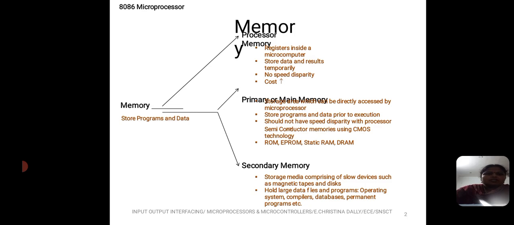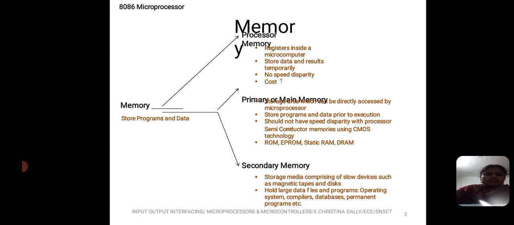In the processor memory, we have the registers inside the microcomputer, used to store the data and the results temporarily. So there will be no speed disparity, but the cost will be increased. Coming to the main memory, the storage can be directly accessed by the microprocessor, and it is used to store the programs and the data prior to execution, and it should not have a speed disparity with the processor.